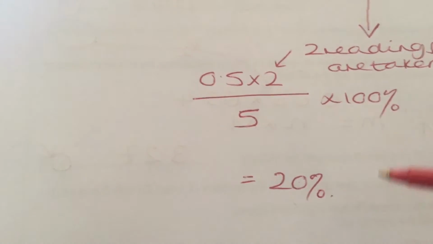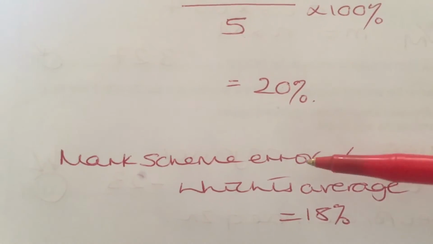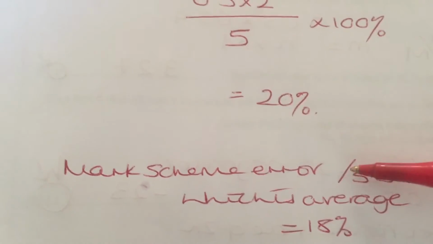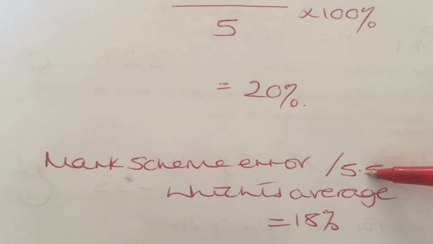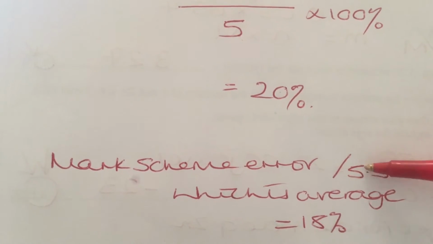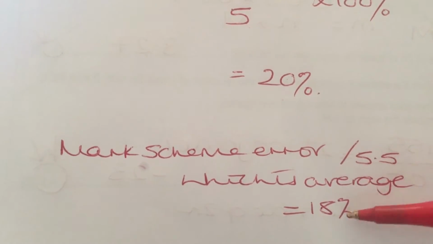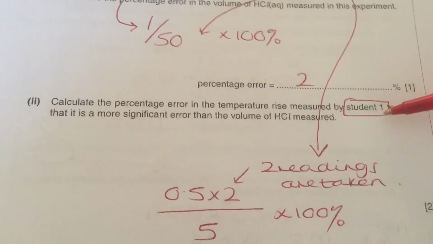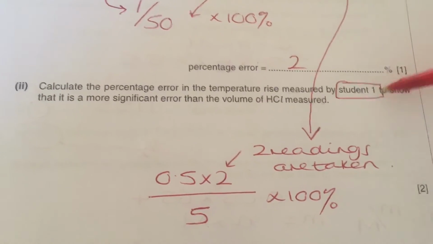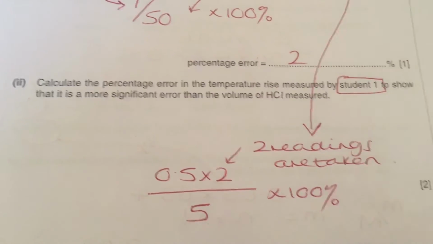Now if you do have access to the mark scheme, you'll notice that the mark scheme actually has an error on it. It tells us to divide through by 5.5. This isn't correct because 5.5 is the average of all of the students who did the experiment, and it gives us 18%. The question explicitly states that we need to calculate the percentage error for student 1 and only student 1.